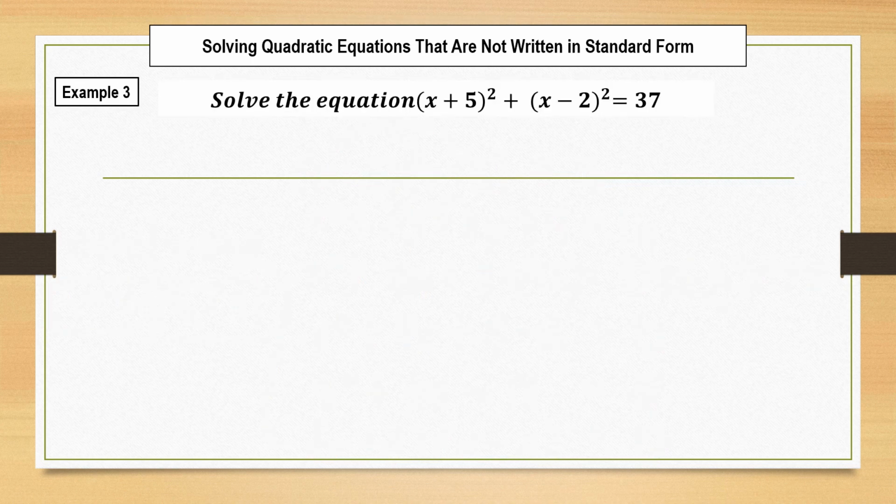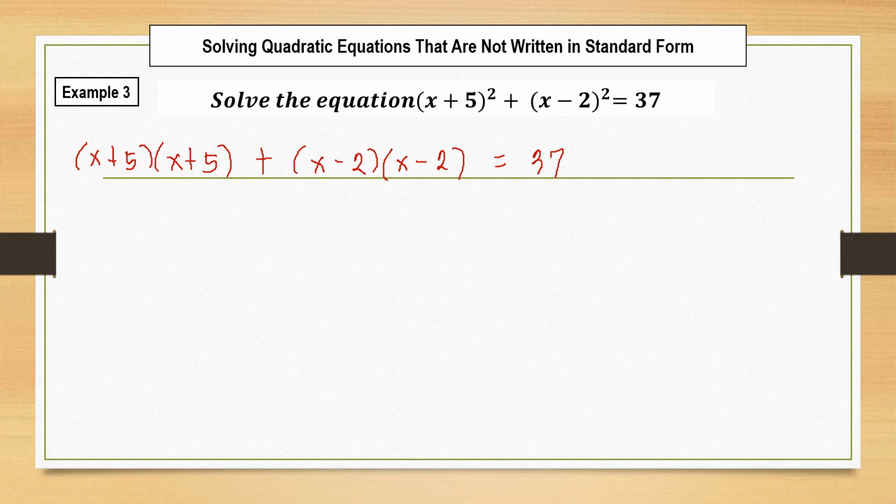Another example, we have to solve the equation quantity x plus 5 raised to the second power plus quantity x minus 2 raised to the second power is equal to 37. We must first transform this equation in standard form by expanding. So we have x plus 5 times x plus 5 plus x minus 2 times x minus 2 is equal to 37.